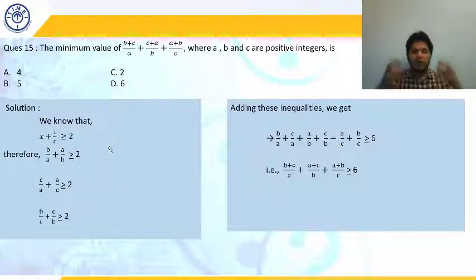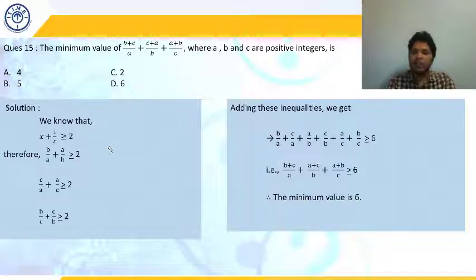Greater than or equal to 6 means what should be the minimum value of this expression? 6 should be the minimum value of this expression. So 6 should be our answer in this case. So option D is going to be our answer, which is 6. I hope it is clear to all of you.